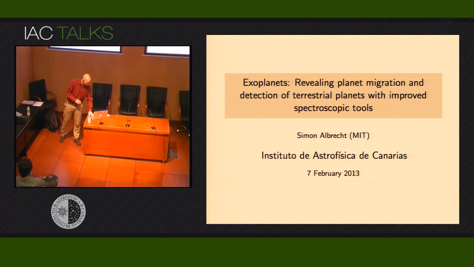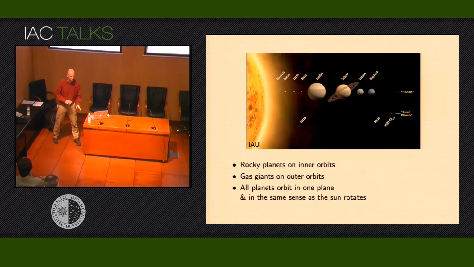Maybe to start our journey, a good place to start is our own solar system. In our own solar system, we have the 4 rocky planets on the inside and gas giants further out. And our system is very neatly arranged. When we look up at the sky, we see all the planets moving through the zodiac. All planets move in one plane. And they rotate around the sun also in the same sense, and that is the same sense as the sun rotates itself.